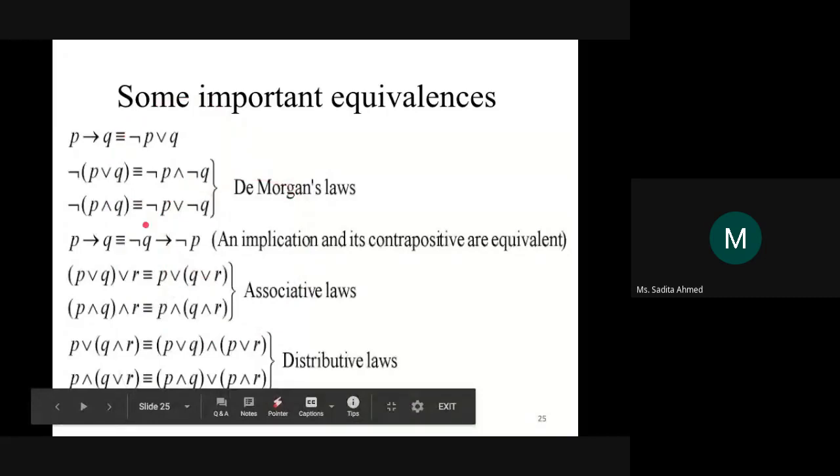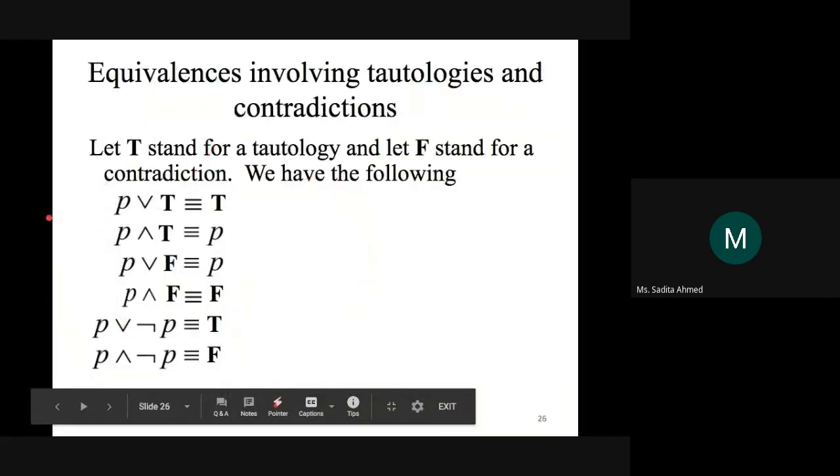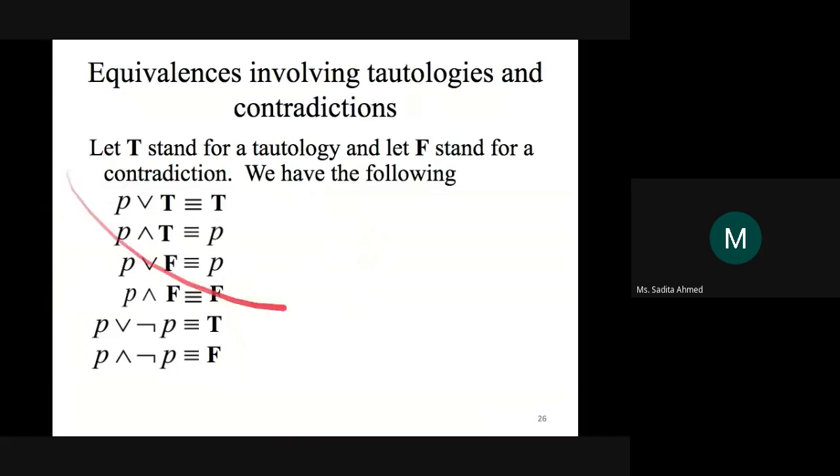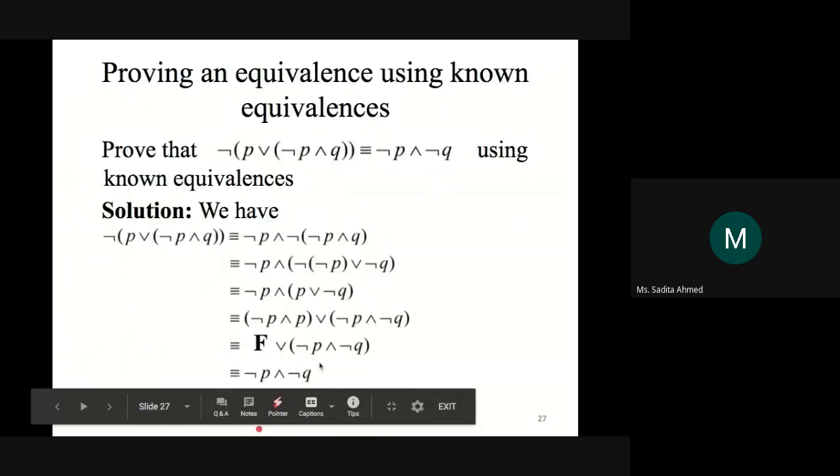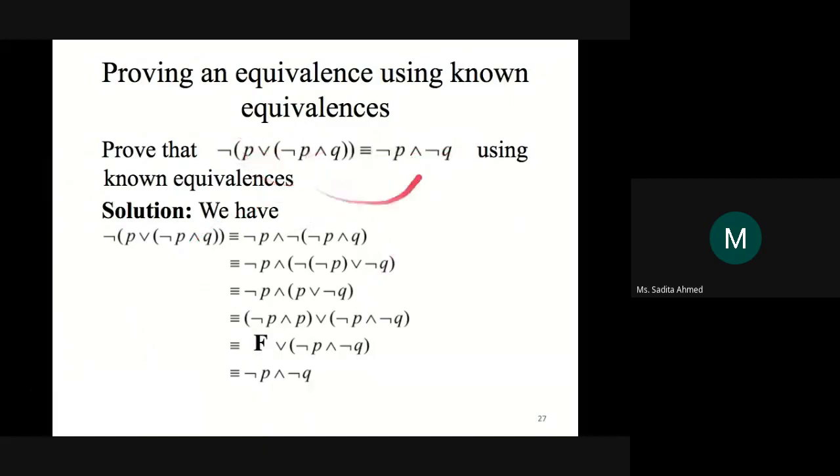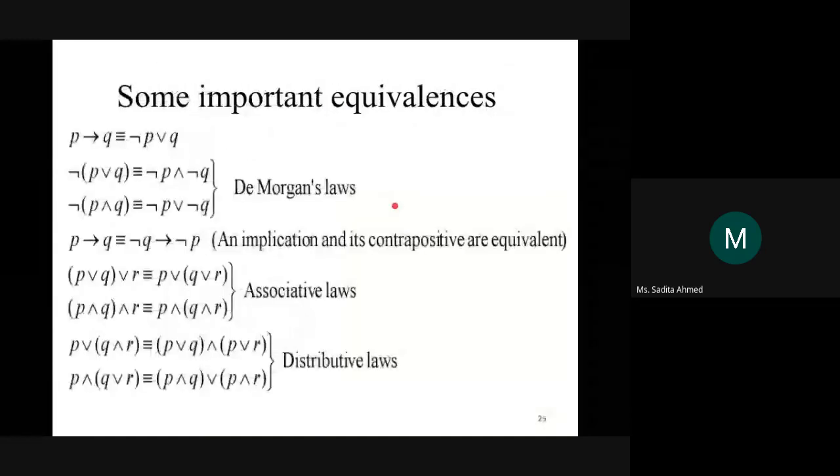These equivalences, and then finally these equivalences related to tautologies and contradictions and identities. Based on these, we prove certain other equivalences. So you might have expressions like this, one on the left hand side, other on the right hand side of the equivalency, and you'd have to prove it by using this list of known equivalences or these laws.